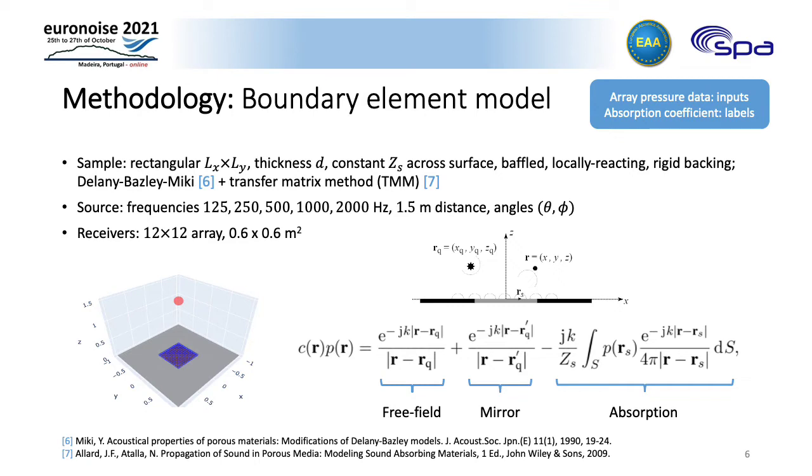The sound pressure model is written as a Helmholtz-Huygens integral, which amounts to the sum of the contribution of the source in free field, the mirror source, and the absorption term. More details on the numerical implementation of this integral can be found in the paper.